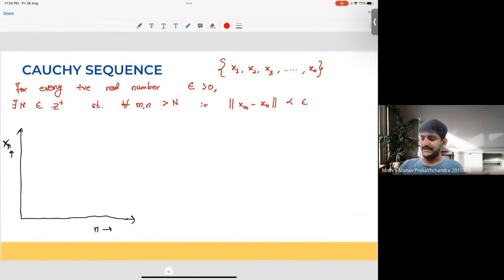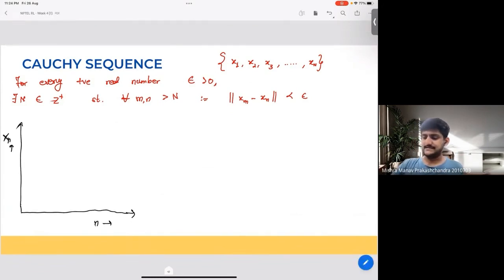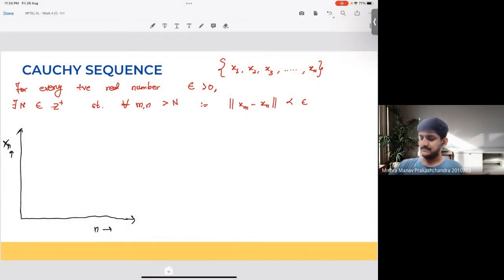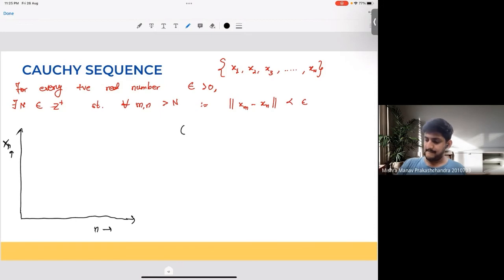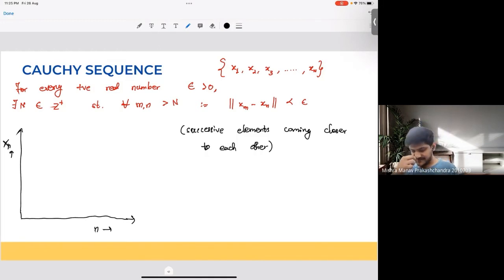Okay, so I can say this as successive elements coming closer to each other. No, this is what you mean by Cauchy sequence.